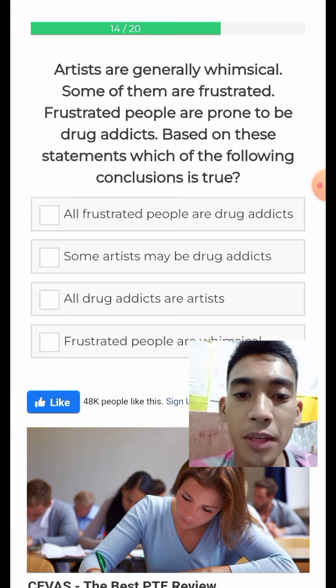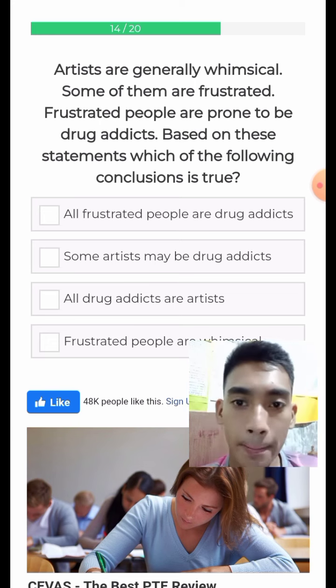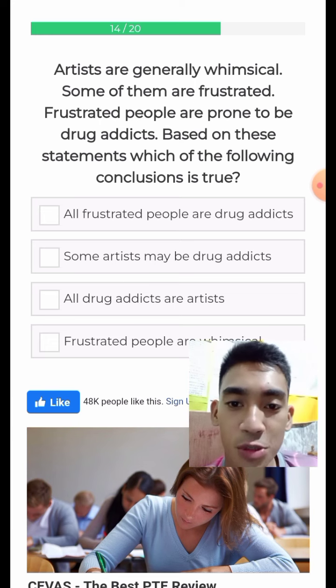All frustrated people are drug addicts. No, they are just prone to be drug addicts. Some of them are frustrated. Some artists may be drug addicts.